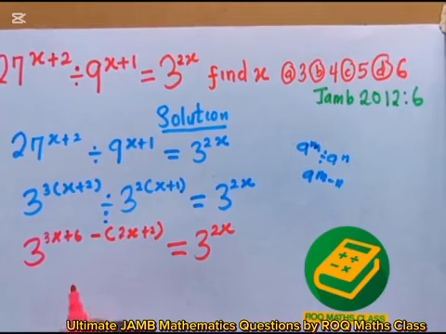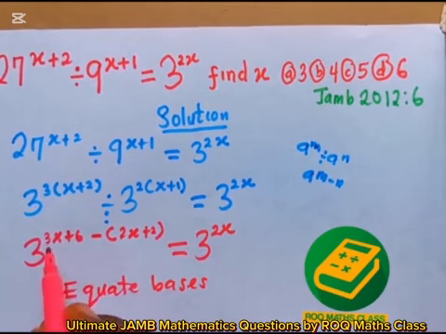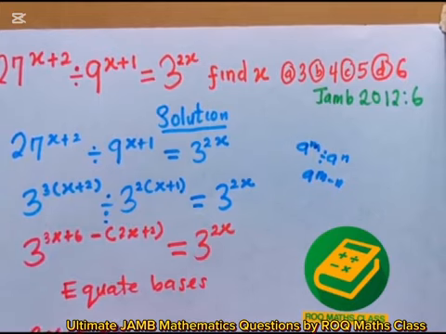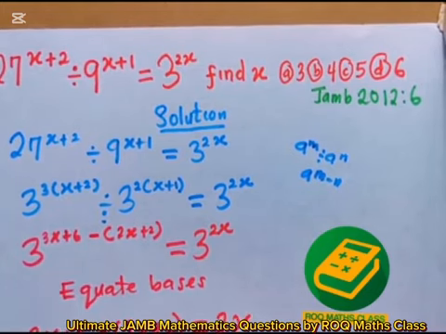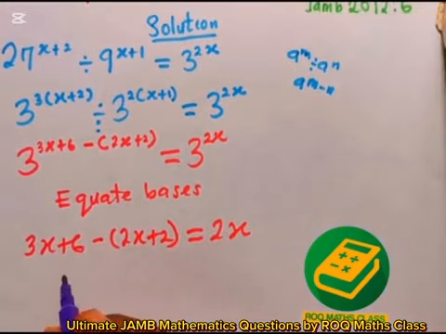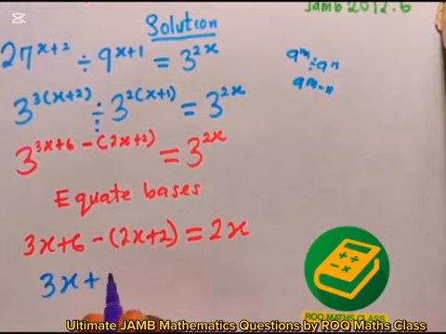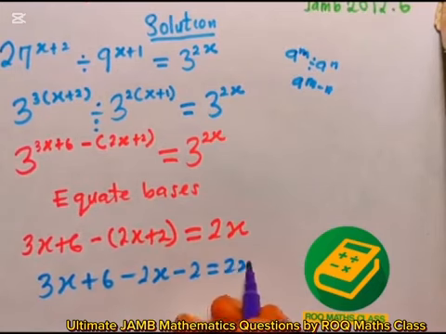Now the next step is to equate the base. If I want to equate the base, this 3 and this 3 are equal, then the powers are also equal. So I'm going to have 3x plus 6 minus into the bracket of 2x plus 2 is equal to 2x. So from here, we are going to have 3x plus 6 minus 2x minus 2 is equal to 2x.